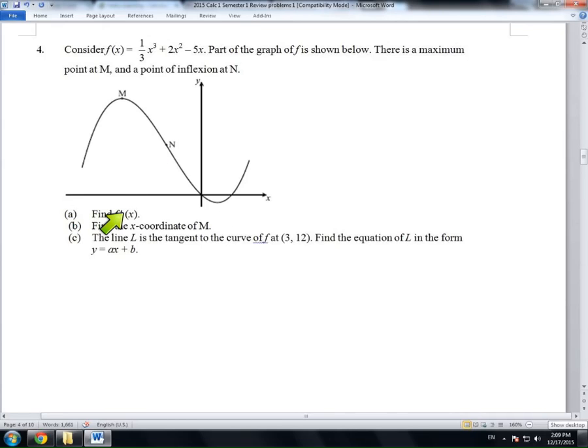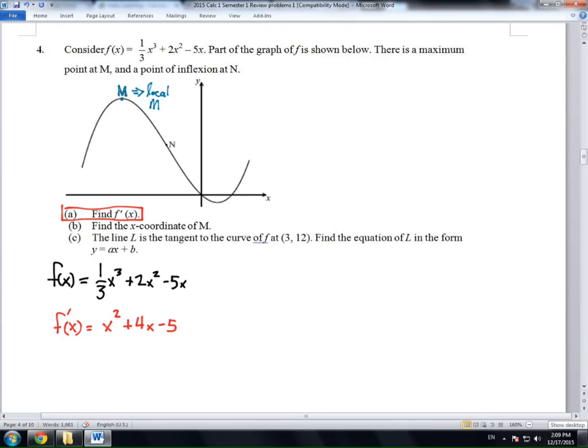Part A says find f prime of x, so I just have the function. I just need to take its derivative. Free stuff right there. Even if you're having trouble with a lot of the algebra I'm asking you to do, this should be a pretty straightforward process by now, I hope.